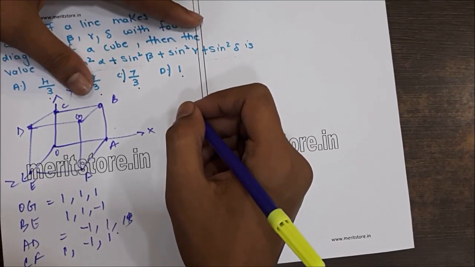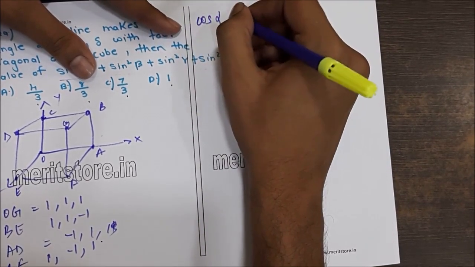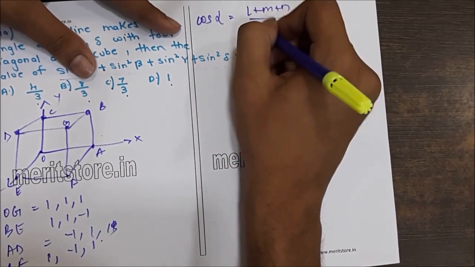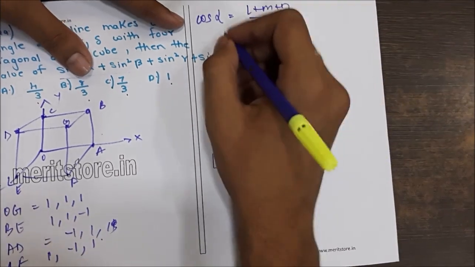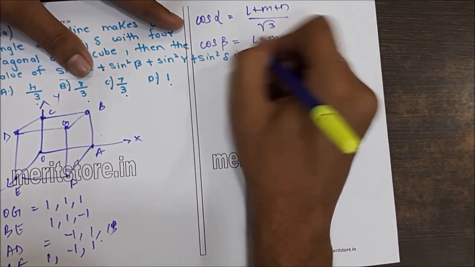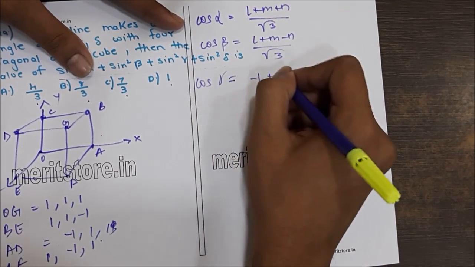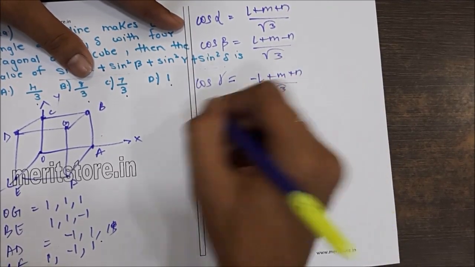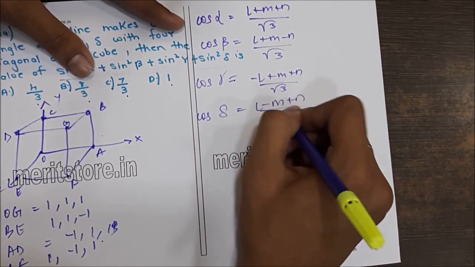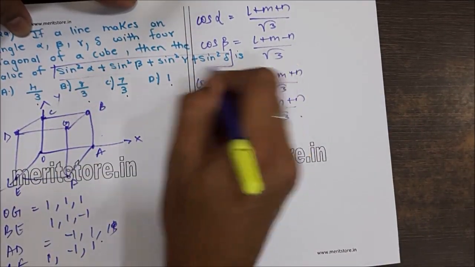So the angles with the diagonals will be as follows: cos alpha will be L plus M plus N by root 3, then cos beta would be L plus M minus N upon root 3, cos gamma would be minus L plus M plus N by root 3, and cos delta will be L minus M plus N by root 3. Now let us put the values in this formula.